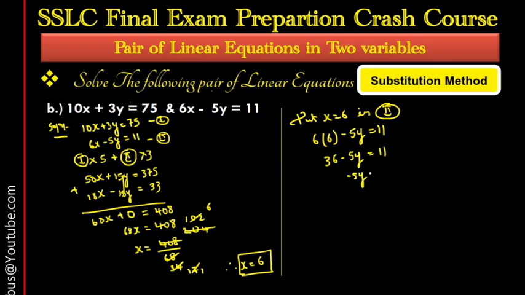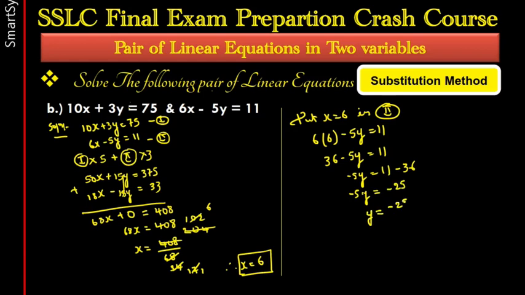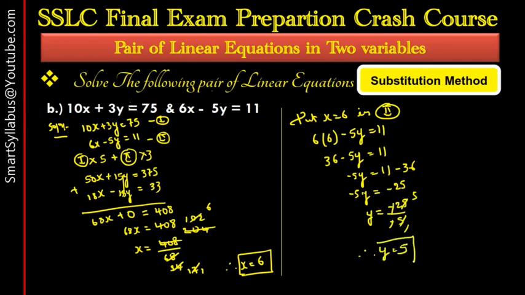Write minus 5y as it is, 11 is here, then 36 on the other side, so we get minus 36. So minus 5y is equal to 11 minus 36 is minus 25. Greater than the sign is minus, so we write minus sign. So y is equal to minus 25 upon minus 5. Cross multiply this, minus 5, so minus and minus let's cancel. 5 ones are 5, 5 5s are 25. Therefore y is equal to 5. So this is the value of y, students.